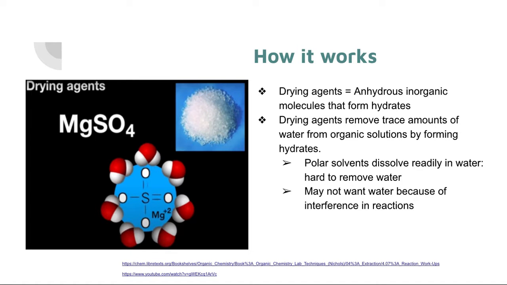So again, drying agents are anhydrous inorganic molecules that form hydrates. So it's a molecule that does not have any water in it that is then able to bond with a lot of water and remove it from the system. You would use these in cases where polar solvents dissolve readily in water, like those examples we discussed before. But you may not want the water because it could interfere in reactions or potentially interfere when using different types of machines to identify products or solvents.